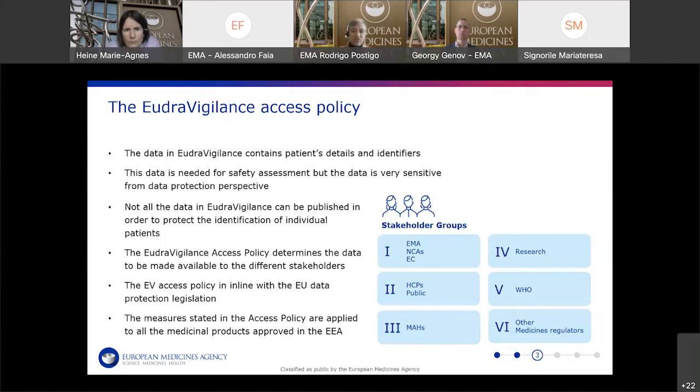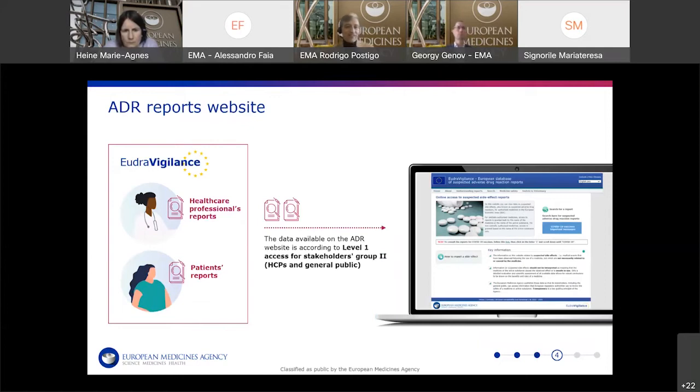For instance, marketing authorization holders, according to the legislation, have the legal obligation to monitor EudraVigilance, and therefore they require a specific access. And then depending on that, and also applying data protection, we provide the data through different levels of access. So the access policy is totally in line with the EU data protection legislation. And we also need to understand that we publish a lot of information about all the medicines authorized in Europe, and we provide this data through the ADR website. So the measures taken in the access policy are applied for all the medicinal products approved in the European Economic Area.